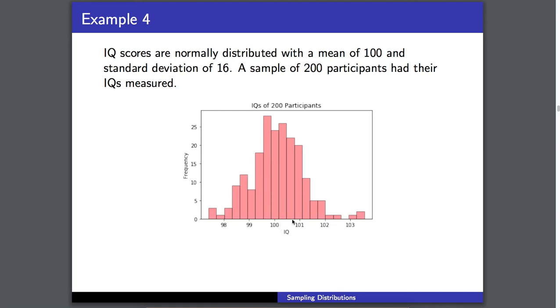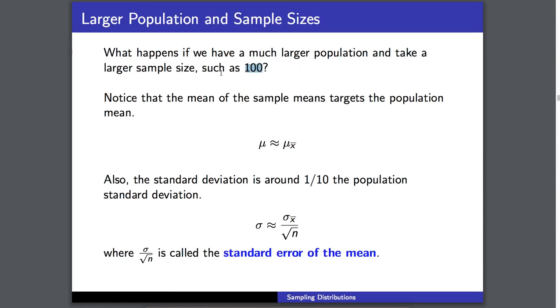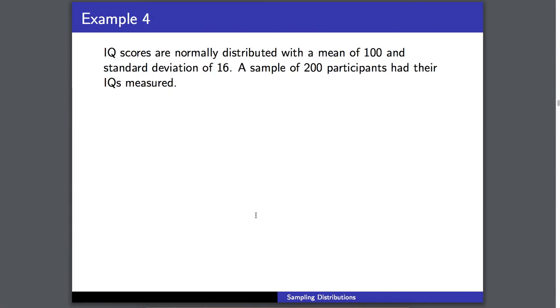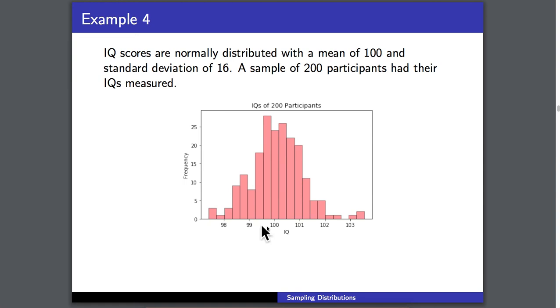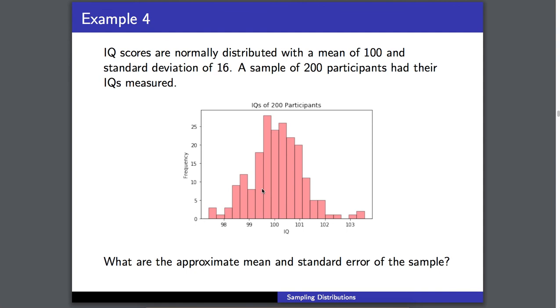Notice it's not as spread out as our population was. And again, that's because when we look at the standard deviation, we have to divide it by the square root of the sample size. So we're not going to get as much spread around the average with the sample. More on that in the next video. Here's a histogram of the IQ scores that we measured from this group. What are the approximate mean and standard error of the sample?